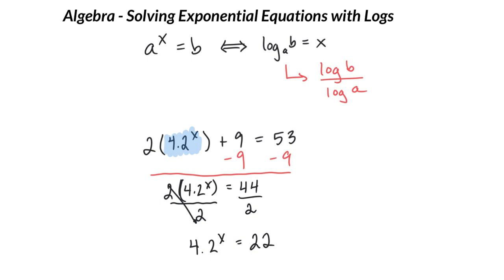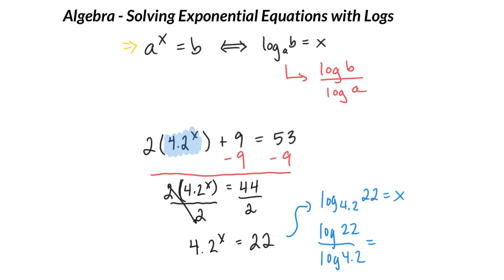And again, we're at our exponential form like this. So I can rewrite this as log base 4.2 of 22 equals x, which we would type into our calculator as log of 22 divided by log of 4.2, which I just typed in as 2.15. You might want to verify that on your own calculator.